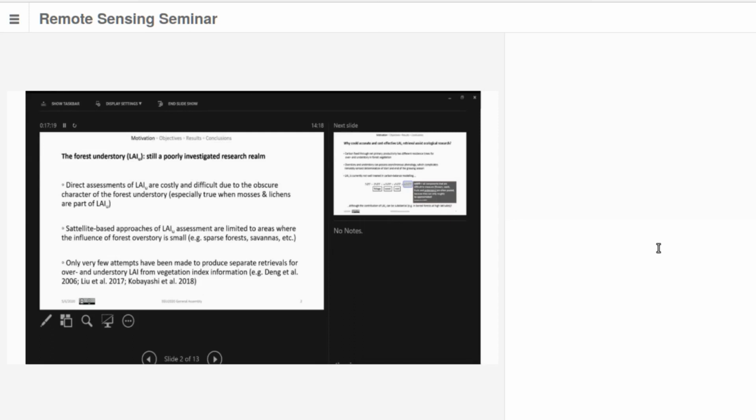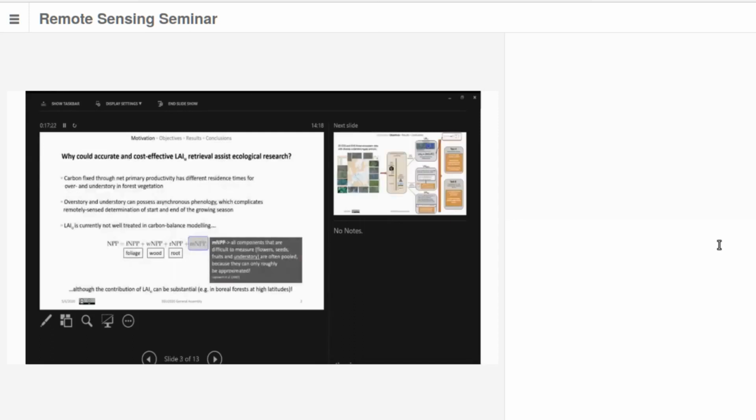Another motivation is that, as ecologists, we know that overstory and understory vegetation have different residence times for carbon. They can also have asynchronous phenology, which makes it particularly difficult to determine start and end of the growing season from remotely sensed data, because you never know if the signal that you get comes from the understory, which has probably emerged a little bit earlier than the overstory, or not.